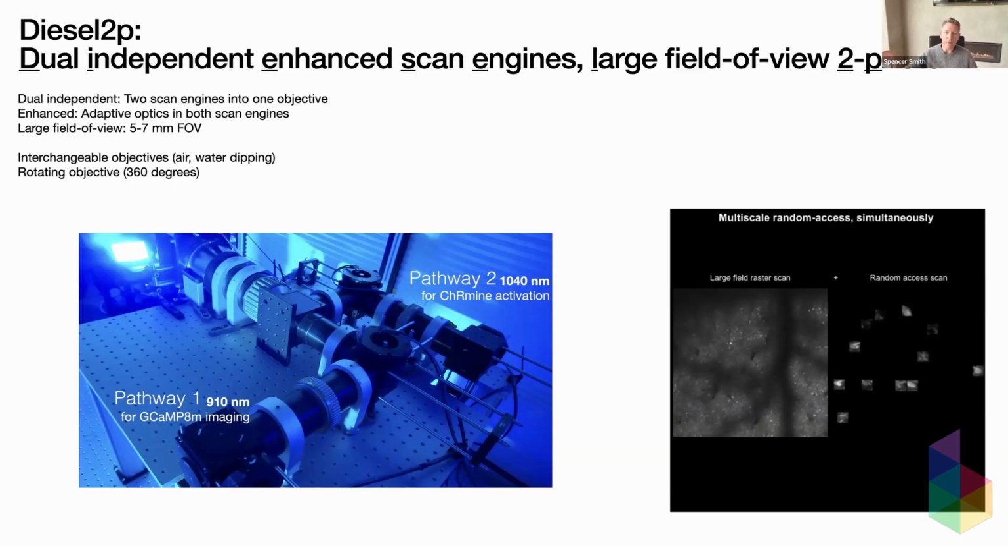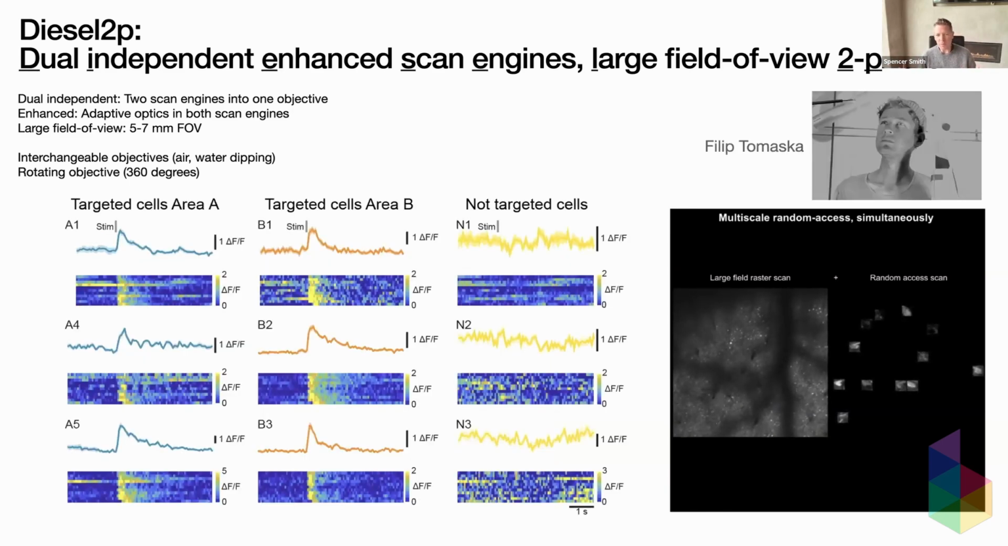And so you can have random access in one and a large field in the other. And we've done things with using an SLM to make multiple dots and spiral scanning them, and we can reliably activate cells. And we have a whole series of experiments that we were doing with that.